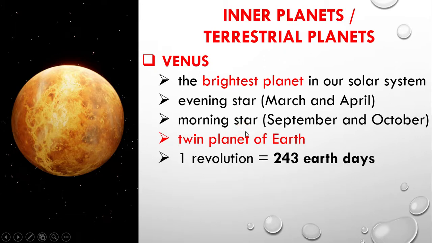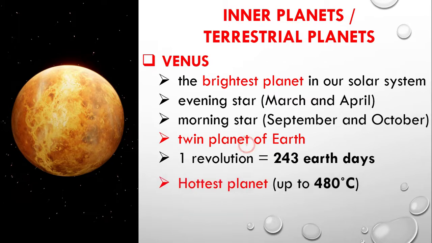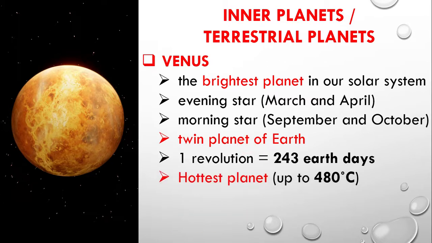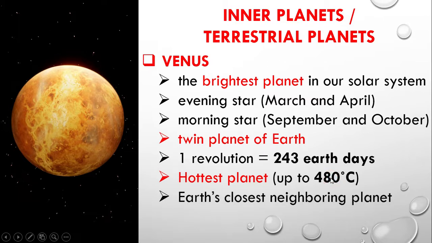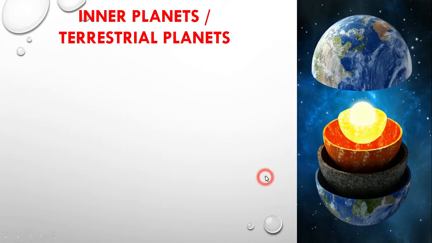So one revolution of Venus is equivalent to 243 Earth days. It is also considered the hottest planet. Although it is second to Mercury in closeness to the Sun, Venus is the hottest planet, with temperatures up to 480 degrees Celsius. It is the closest neighboring planet to our world, which is the Earth.